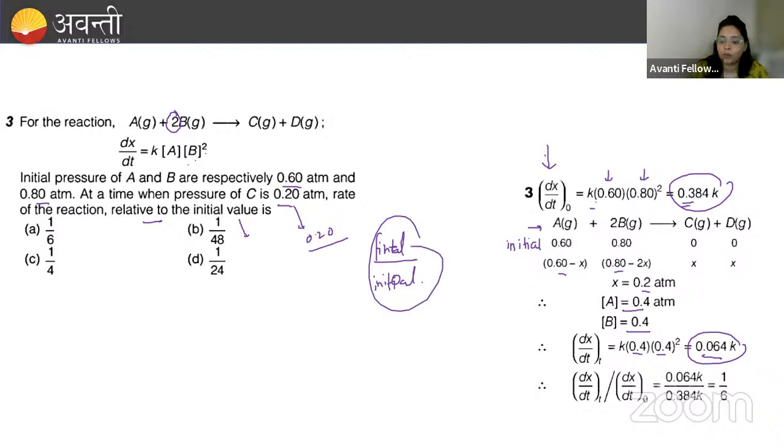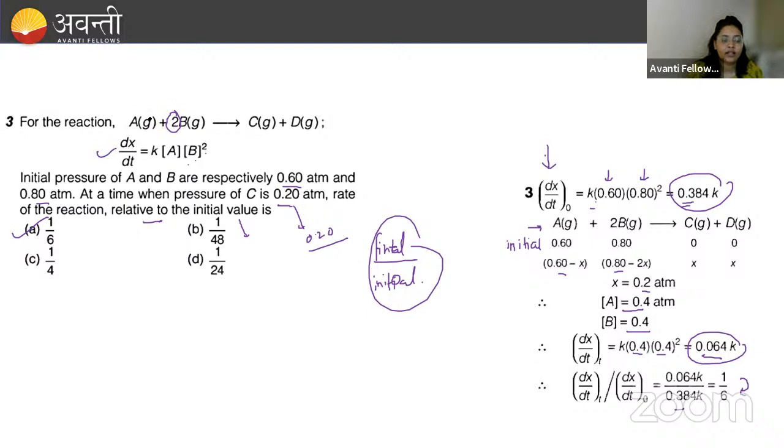The ratio you are getting is 0.064 K divided by 0.384 K. You are getting the value 1/6, right? You are getting the value 1/6. So that's why the answer here will be option A. See, this is a very good question. Right? For a given reaction, A plus 2B gives C plus D.